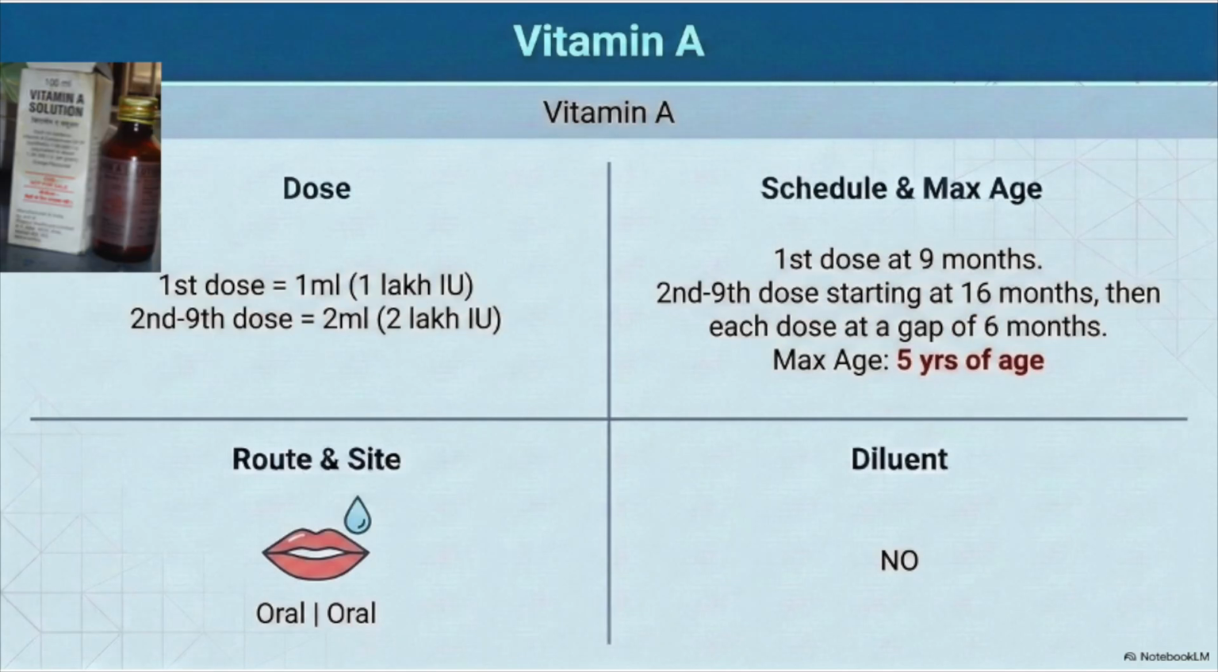Vitamin A supplementation begins with a first dose of 1 milliliter, providing 1 lakh international units, and from the second to the ninth dose, 2 milliliters, providing 2 lakh international units. The first dose is given at 9 months, and doses 2 through 9 begin at 16 months, each spaced 6 months apart with a maximum age of 5 years. It is given orally with no diluent needed.